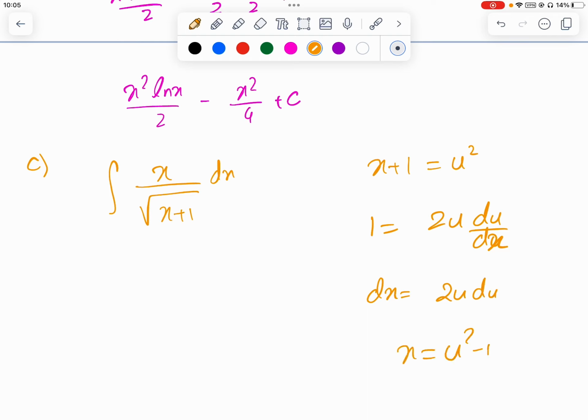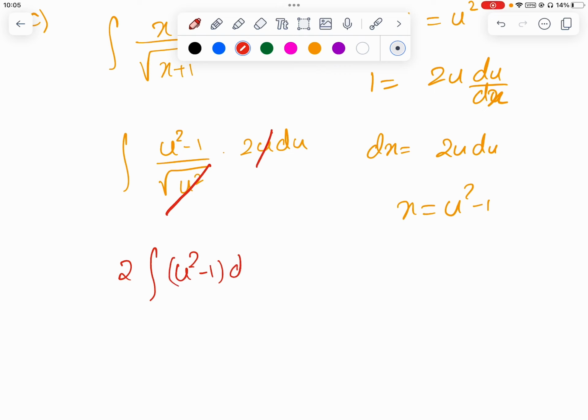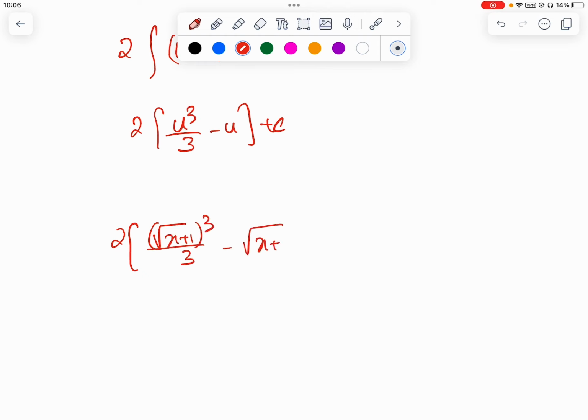So what does that become now? U square minus 1 upon square root of u square. Dx is nothing but 2u du. Then u and u cancel because square root of u square is u. So integral of 2 times u square minus 1 du. 2 u cube by 3 minus u plus c. So again, what is u? Square root of x plus 1 whole cube by 3 minus square root of x plus 1 plus c.